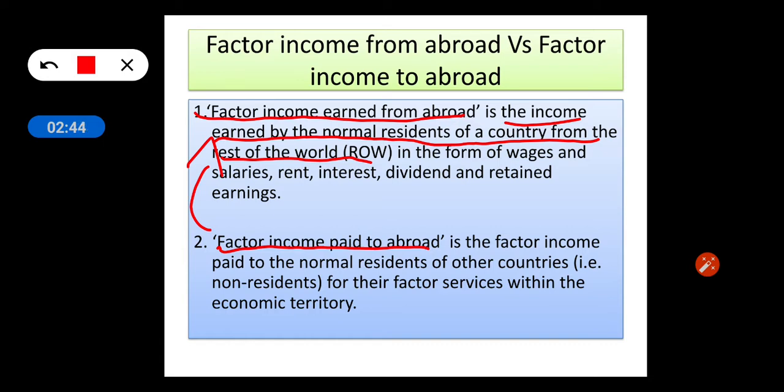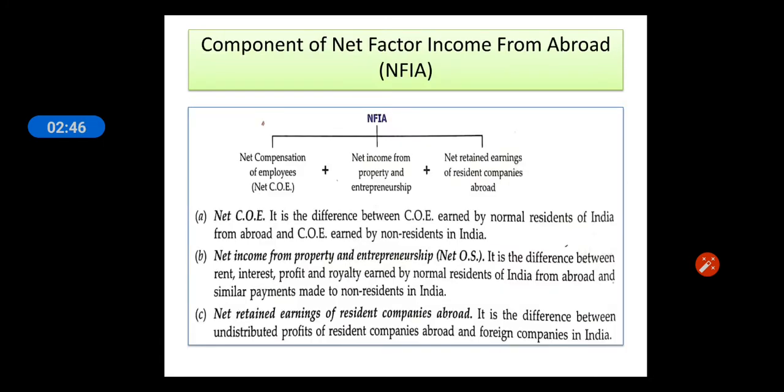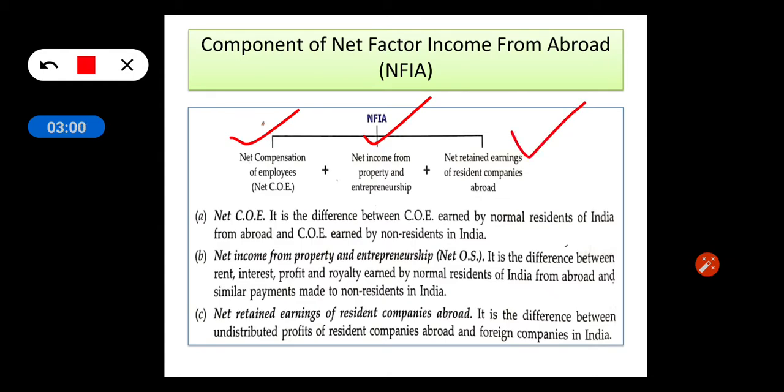Got it? Now let's look at the components of NFIA. We have three components. Number one, net compensation of employee. Two, we have net income from property and entrepreneurship. Thirdly, we have net retained earning of resident company abroad. Now let's discuss the first one, net compensation of employee.